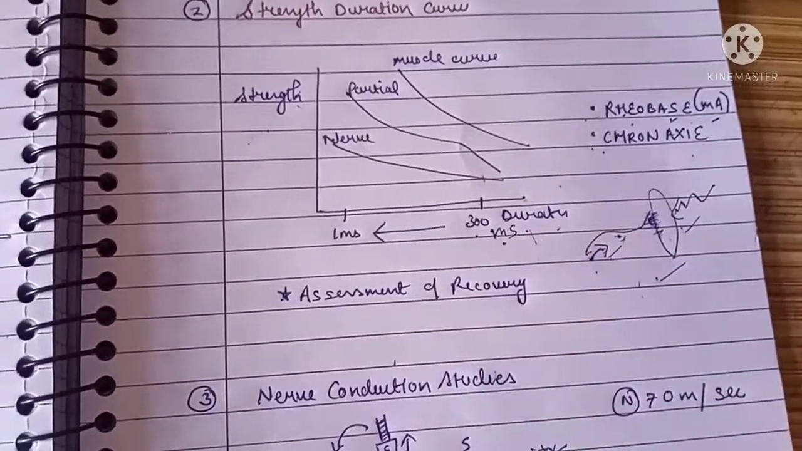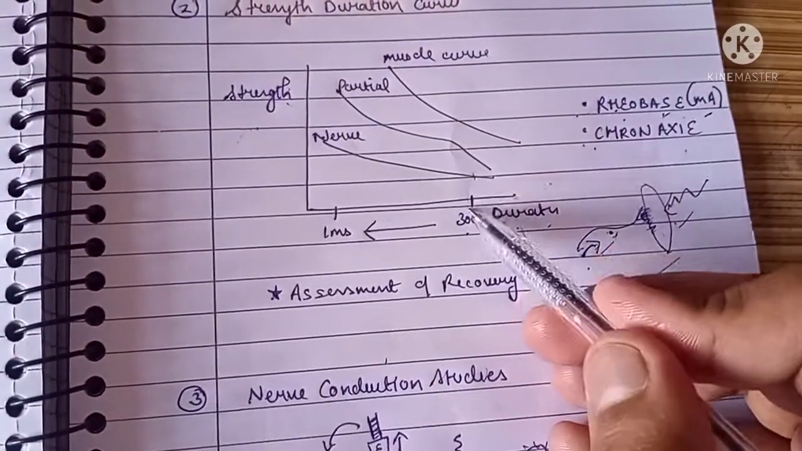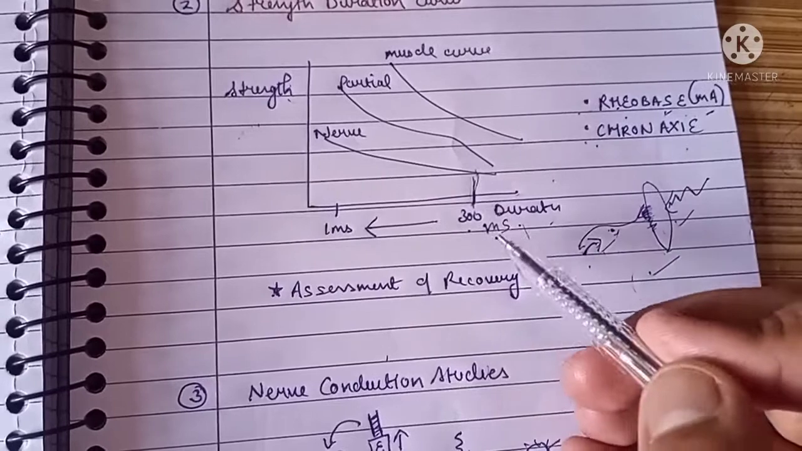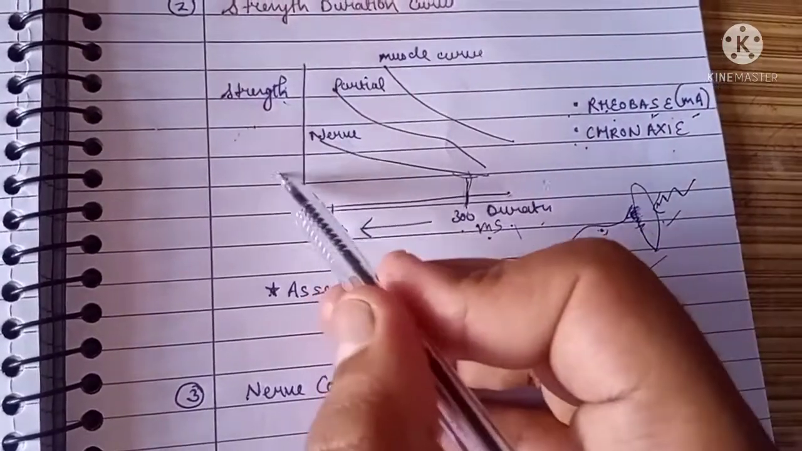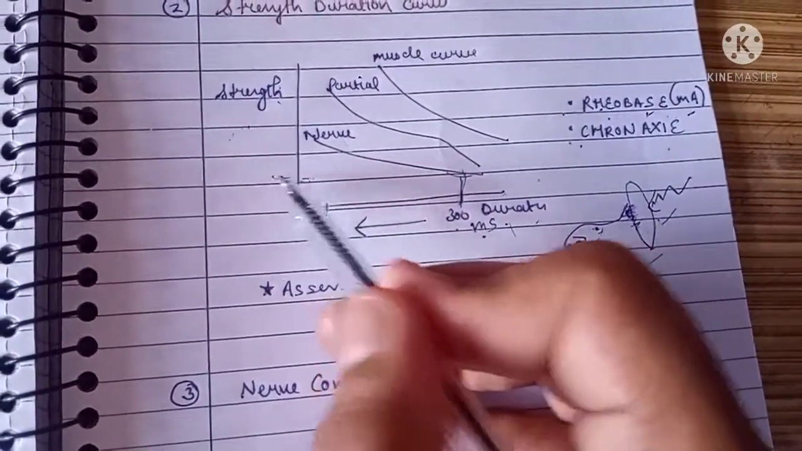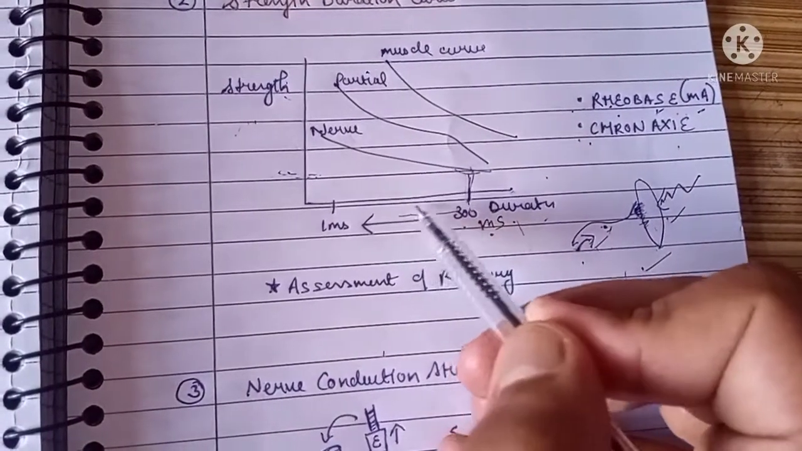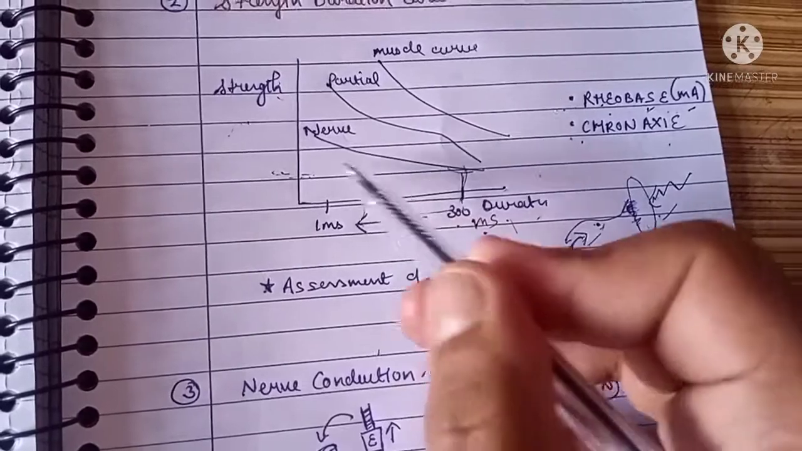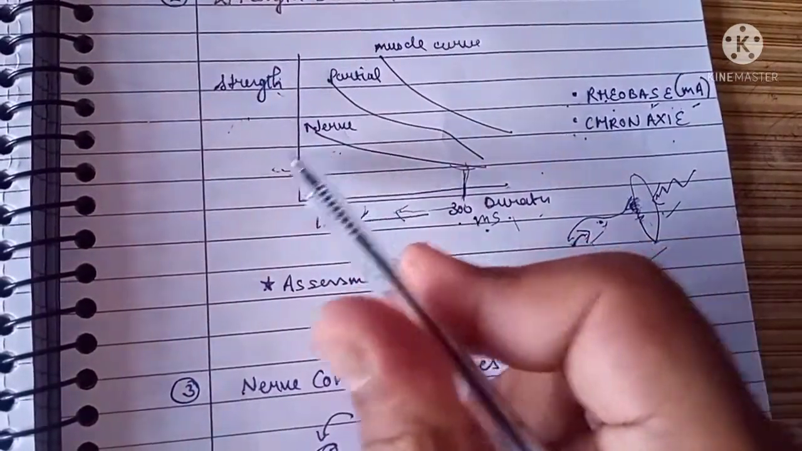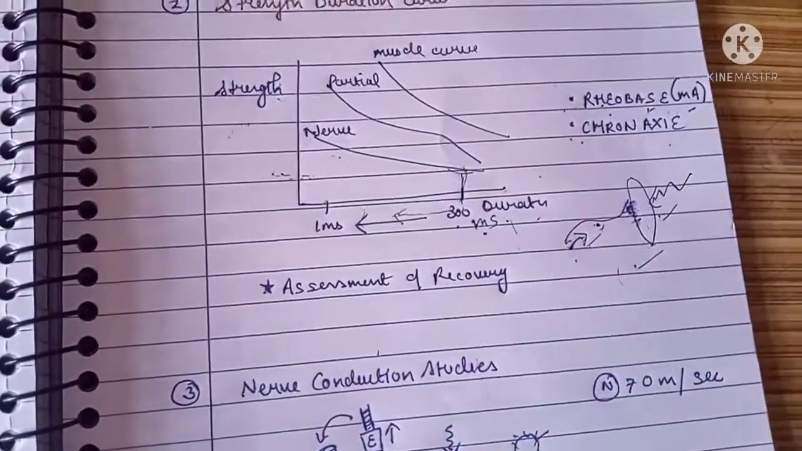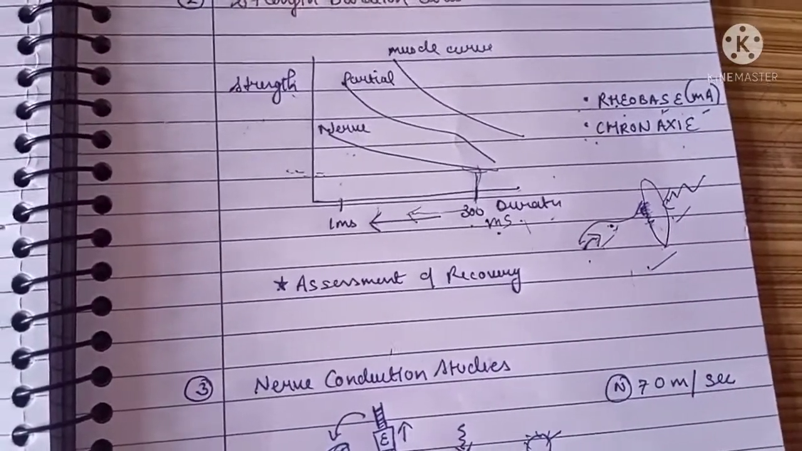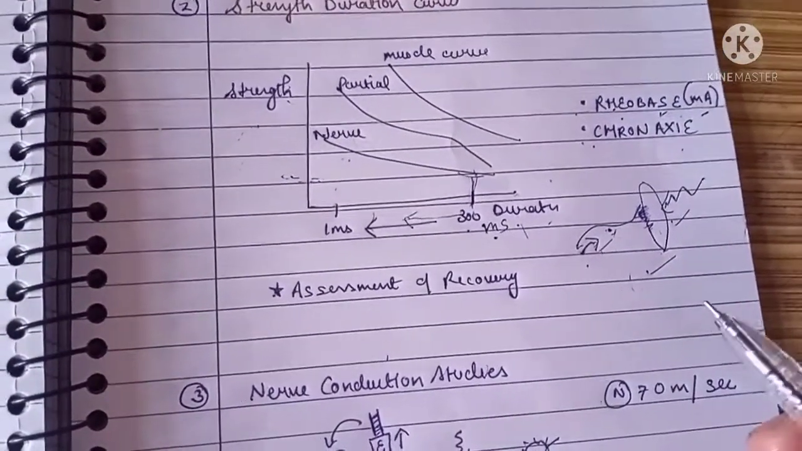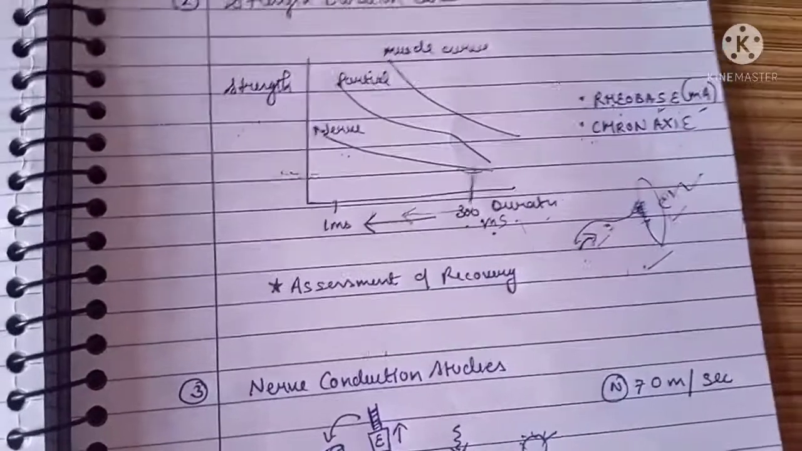Now what is a nerve curve? When the duration of current is 300 milliseconds, the strength of the current required is low, and even when we gradually go down, decreasing the duration of the current, the strength of millivolts required is still not too much. It is approximately the same. So in the case of the nerve curve, we see a flatter curve.